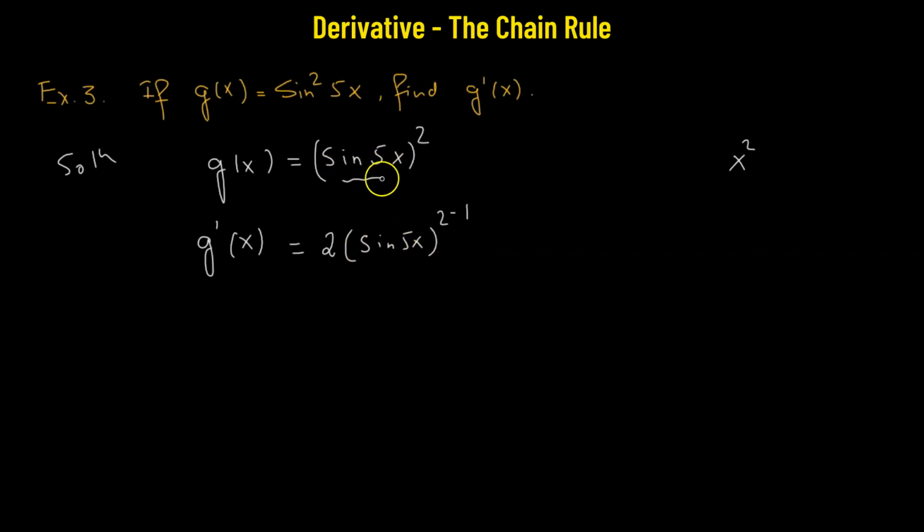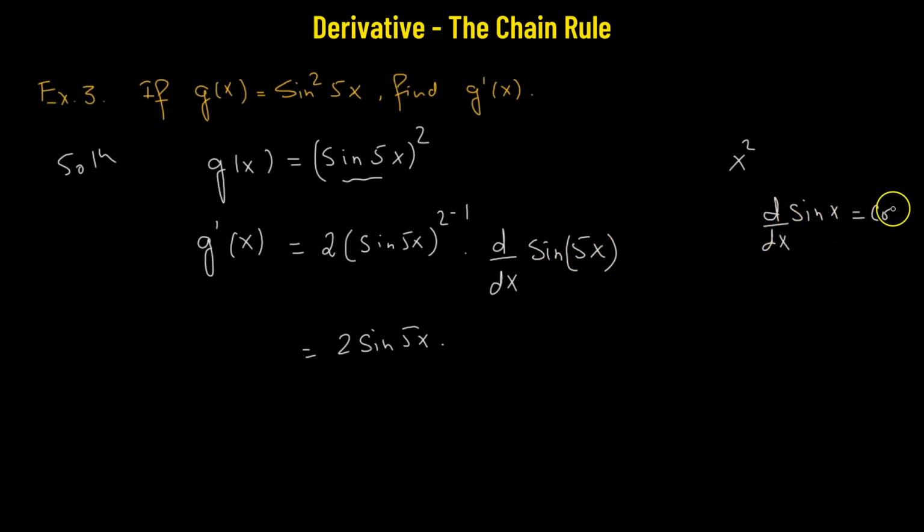Now since this is not actually x, we need to multiply it to the derivative of sine 5x. So this gives us 2 sine 5x. Now again we need to apply the chain rule. That's because we have sine 5x. We only know the formula for sine x, which is positive cosine of x. So what we'll do, again we'll assume that 5x is equivalent to x. In that case this should be cosine of 5x. But since this is not actually x, we need to again multiply it to the derivative of 5x.